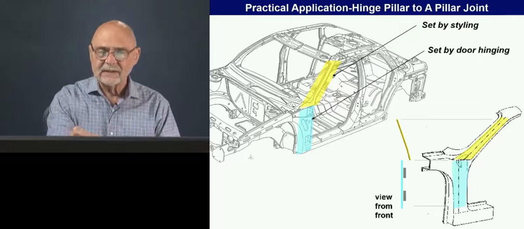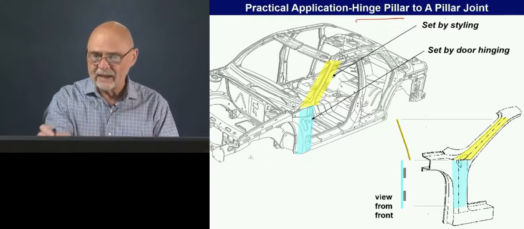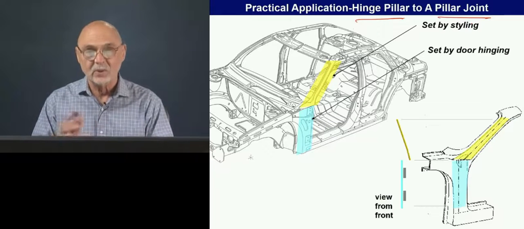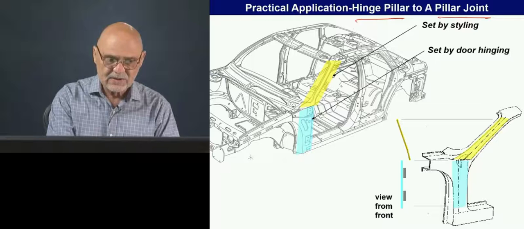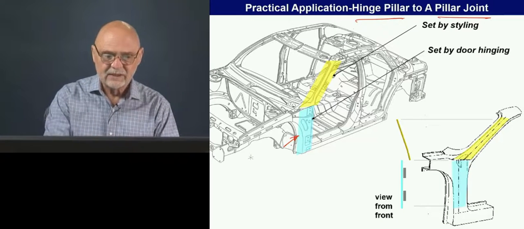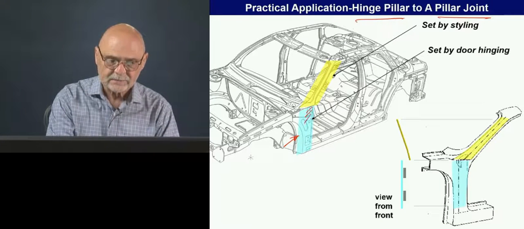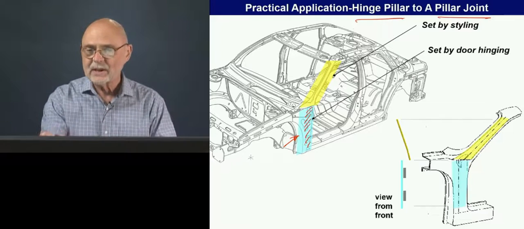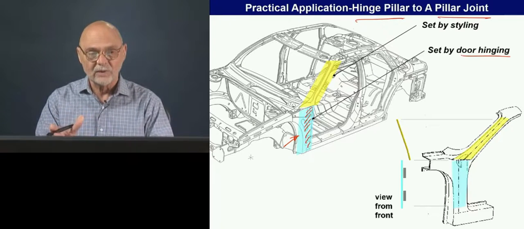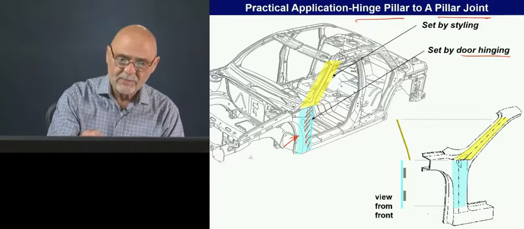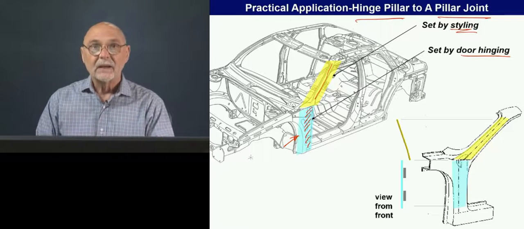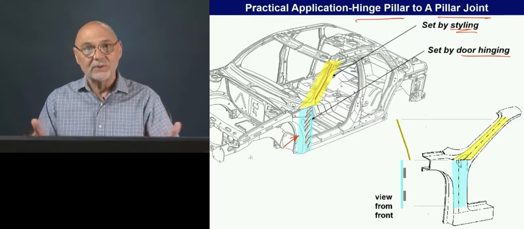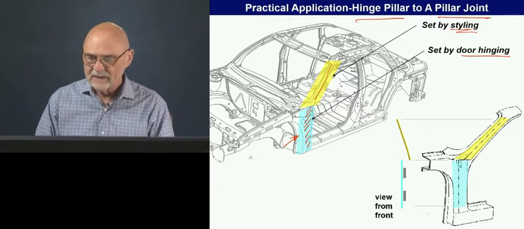So let's take a look at the hinge pillar and A-pillar joint. This is a particularly important joint in the side frame performance. This is the hinge pillar down here, and typically this surface here is set by door hinging requirements. The A-pillar exterior surface is set by styling. So these are set by essentially two different organizations within a company.